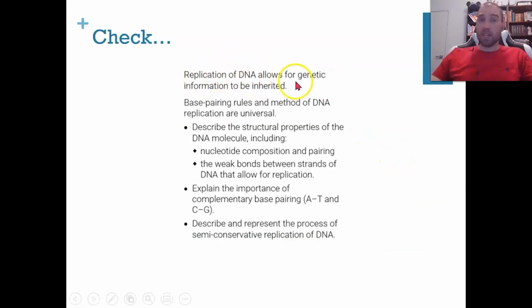So check. Replication of DNA allows for genetic information to be inherited. Base pairing rules and method of DNA replication are universal. So describe the properties of DNA, including nucleotide composition. So we've got our nucleotide and our sugar backbone. A, T, G, C, in the complementary base pairing, we've got our hydrogen bonds, which hold the two sides of the DNA molecule together, but they're fairly weak and they can be broken by enzymes or heat energy. And you need to talk about how semi-conservative replication works.